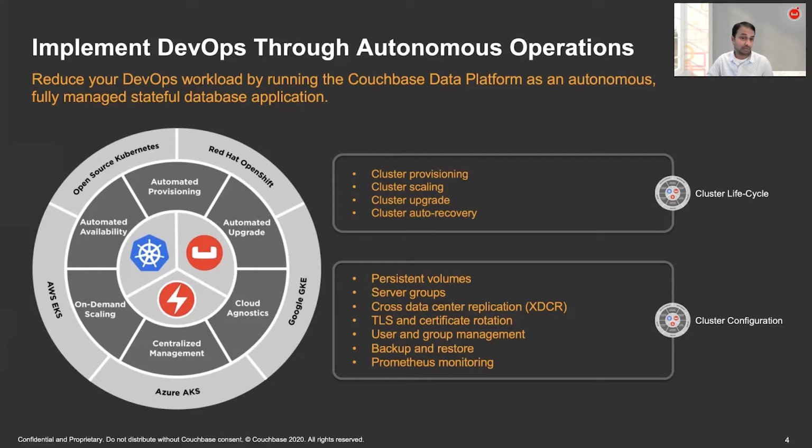When it comes to cluster configuration, the operator pretty much supports every enterprise feature, like supporting persistent volumes, server groups for high availability, cross data center replication, TLS and certificate rotation, role-based access control for security, backup and restore, and especially now you can monitor any number of Couchbase clusters running on the Kubernetes platform using Prometheus monitoring. So the operator pretty much covers every enterprise feature.